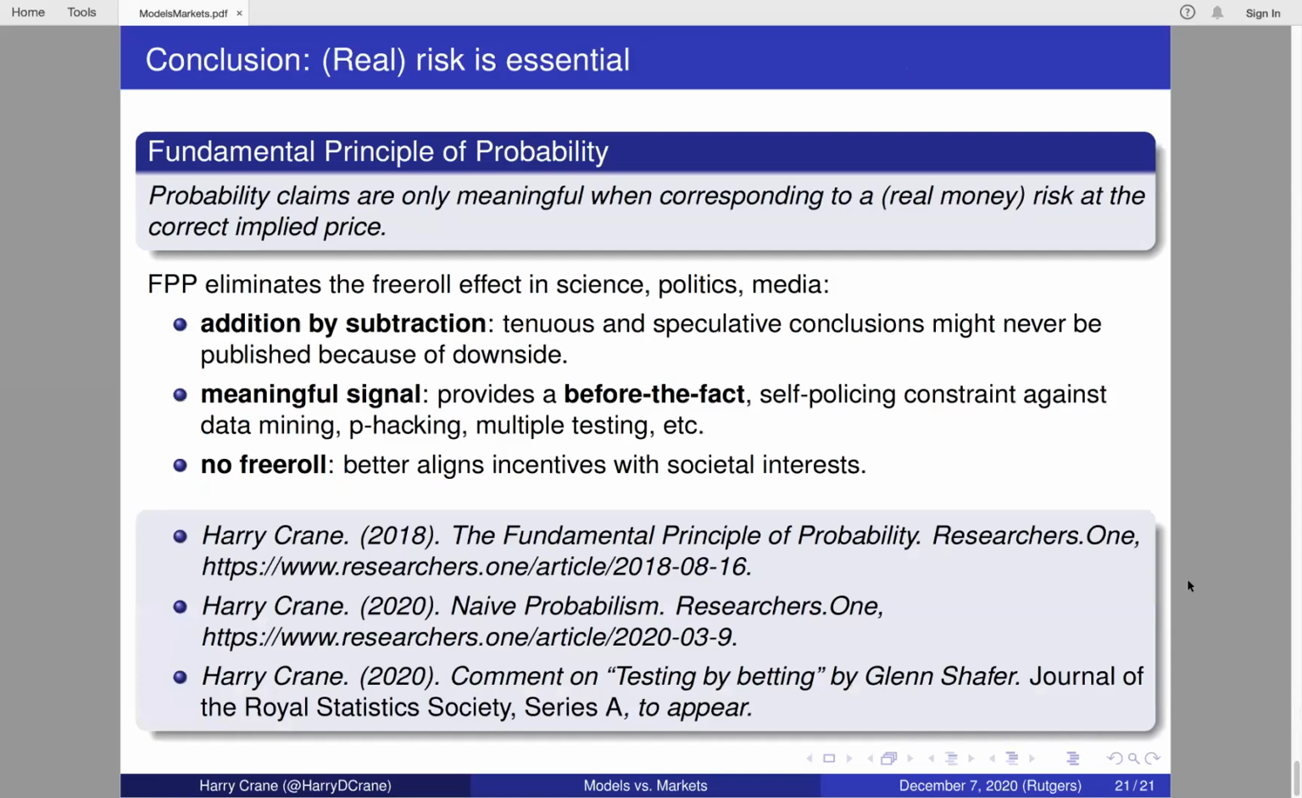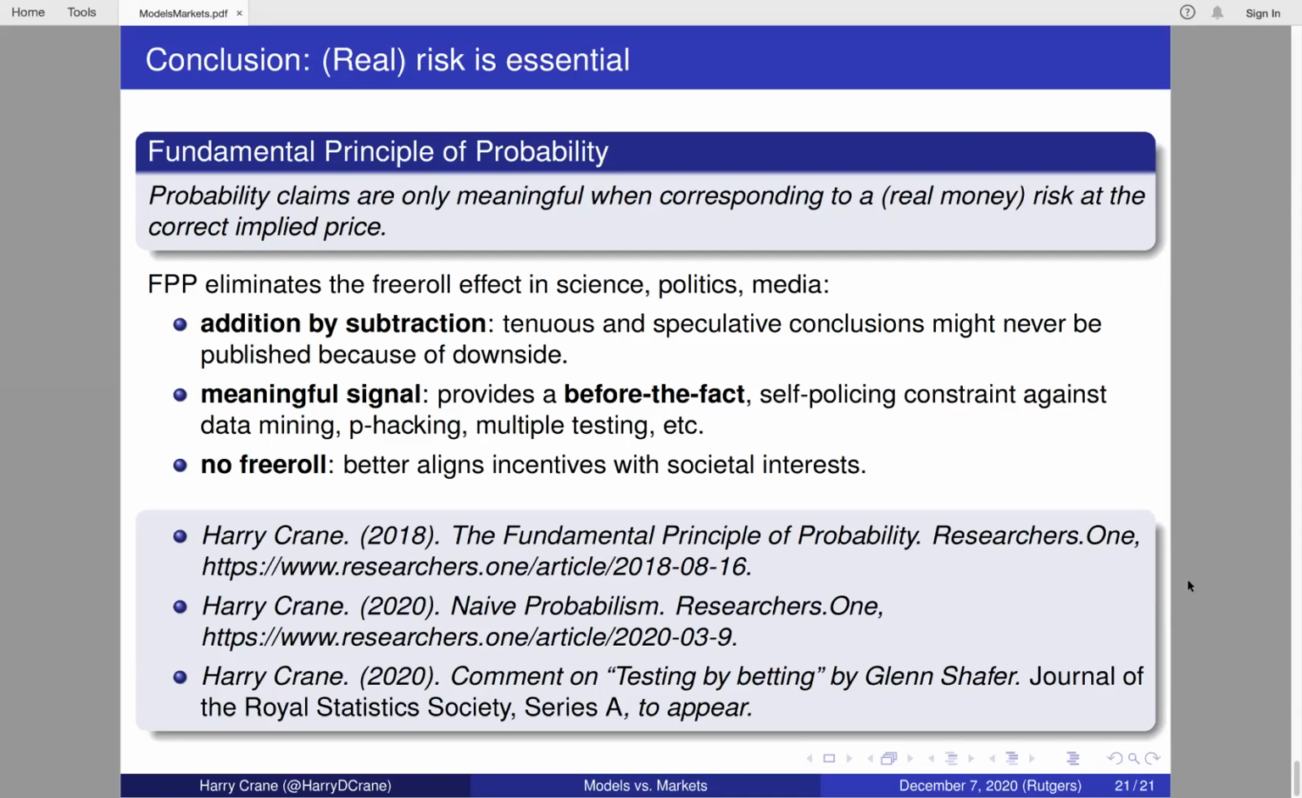So that's where, just to bring this full circle, this is what I've called the fundamental principle of probability: the idea that a probabilistic claim really needs to have some kind of real world consequence in order to make it substantial or meaningful in some way. And I think there are ways to implement this idea in some contexts, not in all, and it would actually bring improvement.